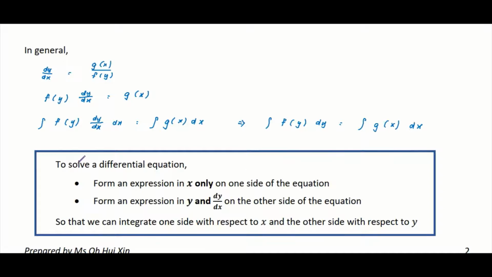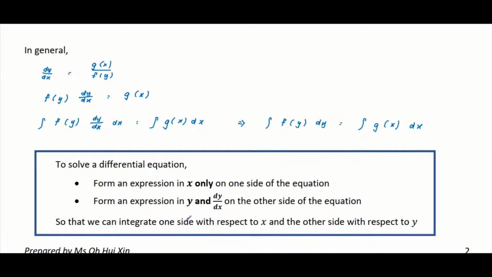Okay, so to solve a differential equation, form an equation in x only on one side of the equation, which we always do for our right hand side. Okay, so on your left hand side, you will form another expression in terms of y and dy dx.